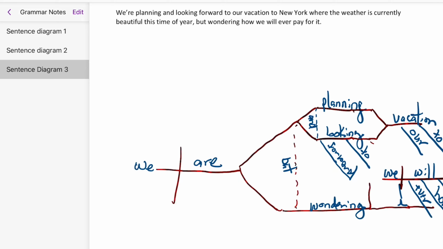Okay, those of you who are taking grammar and context, we are taking a look at the following sentence. We're planning and looking forward to our vacation to New York, where the weather is currently beautiful this time of year, but wondering how we will ever pay for it. Now, looking at this analysis, again, check your work to the example that I have here. This was done today, November 25th, 2019. This is sentence diagram number 3.